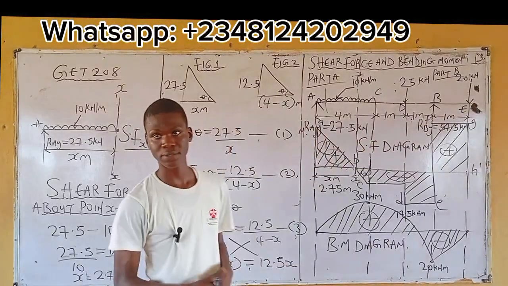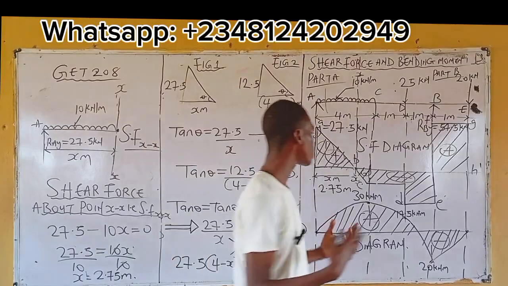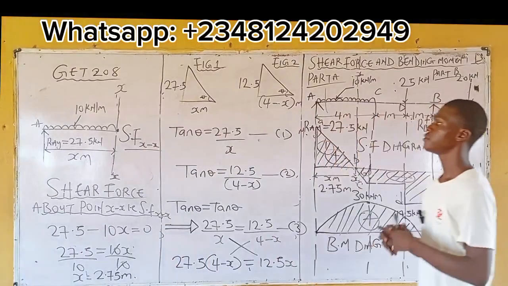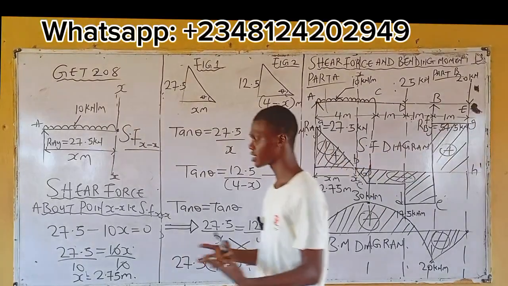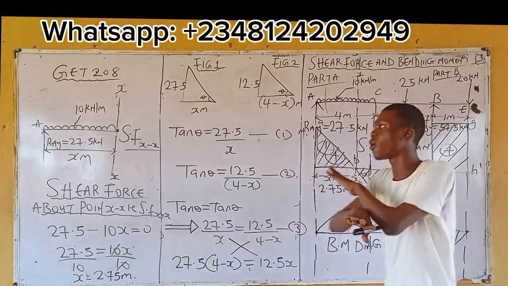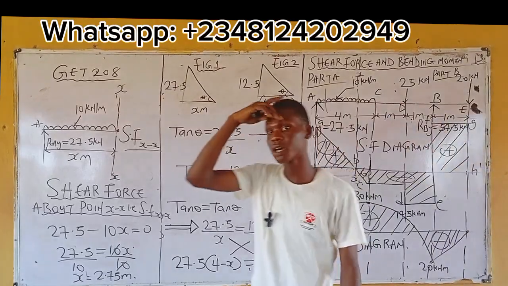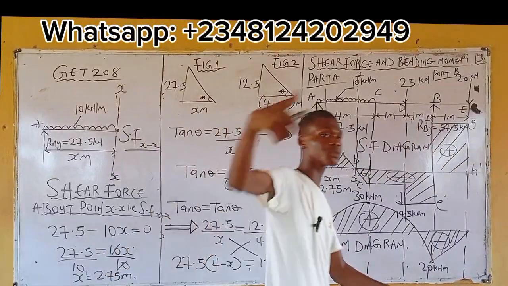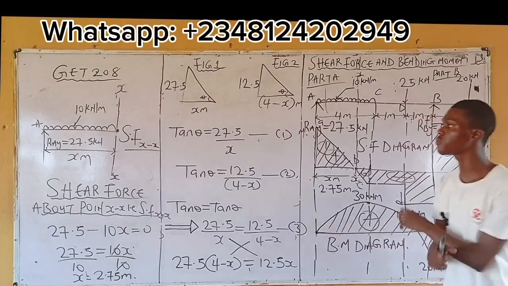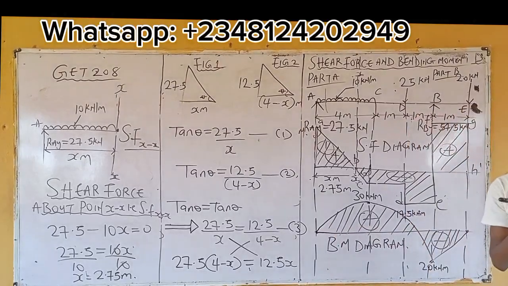But can you see how it works? We make use of similar triangles. We got 2.75 meter. Using the sectioning method, we also got 2.75. So this works for any type of beam. You want to get the maximum shear force value, so you want to get the location of maximum bending moment. What we've done so far is just the location of maximum bending moment, right?